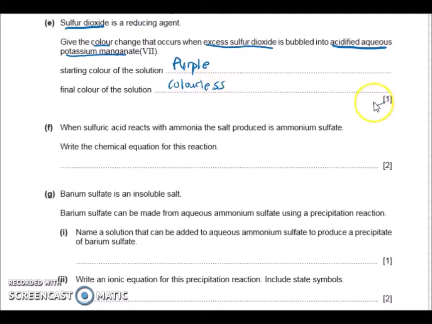Okay, alright, so you have 1 mark here. When sulfuric acid reacts with ammonia, the salt produces ammonium sulfate. So we can write here, they already give us the hint. So we just write here, this is for sulfuric acid plus ammonia. Ammonia is just NH3. So this is acid, this is base. So what we are going to have here is ammonium sulfate.